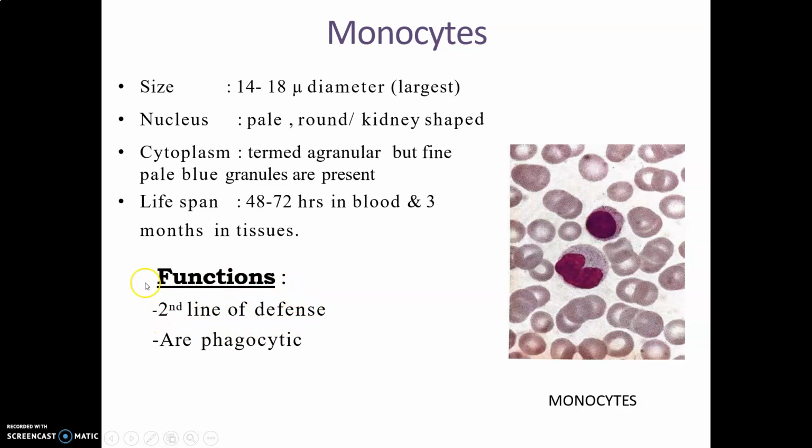Now, what is the second line of defense? The first line of defense is formed by your skin, which acts as your defense mechanism for any kind of pathogen which is trying to enter. First it has to fight the first line of defense. They are phagocytic in nature, so they show phagocytosis and engulf and kill the pathogen.